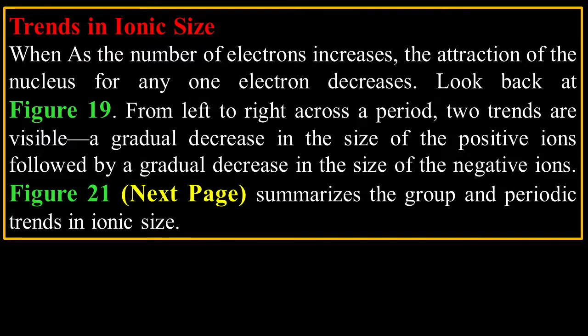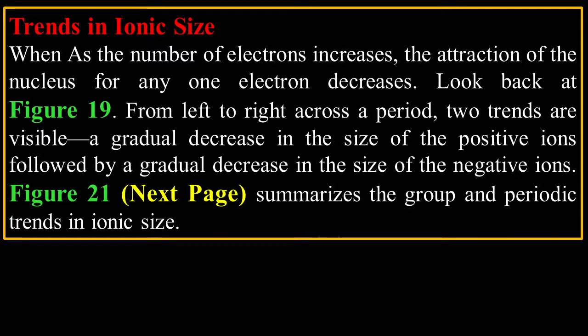Look back at figure 19. From left to right across a period, two trends are visible. A gradual decrease in the size of the positive ions, followed by a gradual decrease in the size of the negative ions. Figure 21 summarizes the group and periodic trends of ionic sizes.